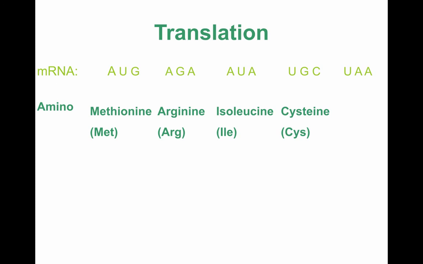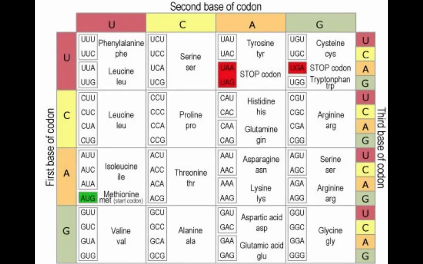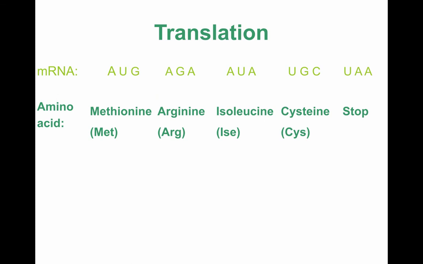The last codon is UAA. U is found in the first row. A is found in the third column. And the last letter A, if I move it across, will show that it's a stop codon. Here are your amino acids that will combine to make one protein.